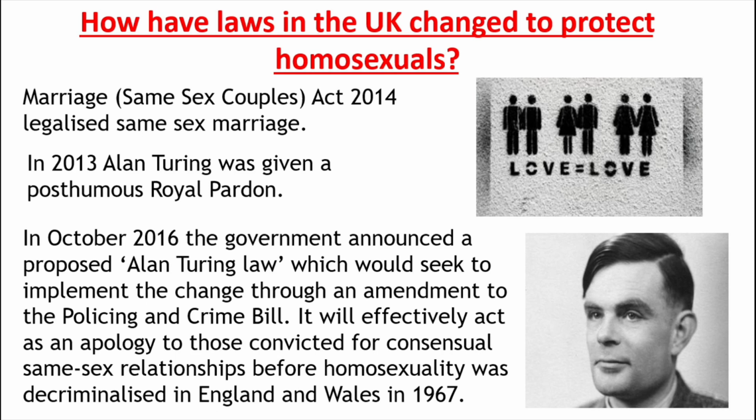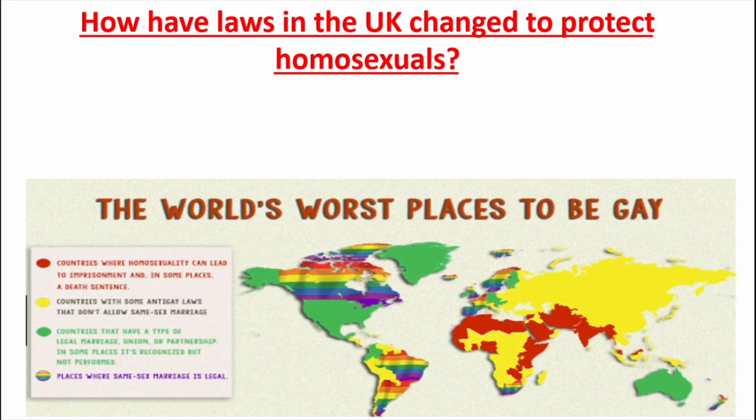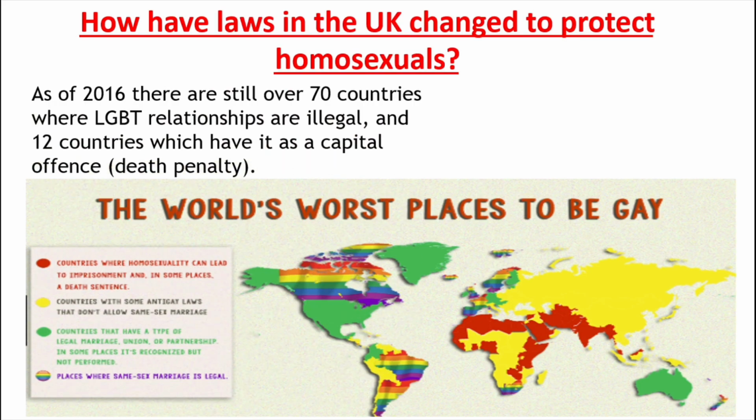In October 2016, the government announced a proposed Alan Turing law, which would seek to implement the change through an amendment to the Policing and Crime Bill. It will effectively act as an apology to those convicted for consensual same-sex relationships before homosexuality was decriminalised in England and Wales in 1967. As you can see, in the UK, there's been lots of legislation and laws and policies that have been put in place to protect homosexuals and same-sex couples.